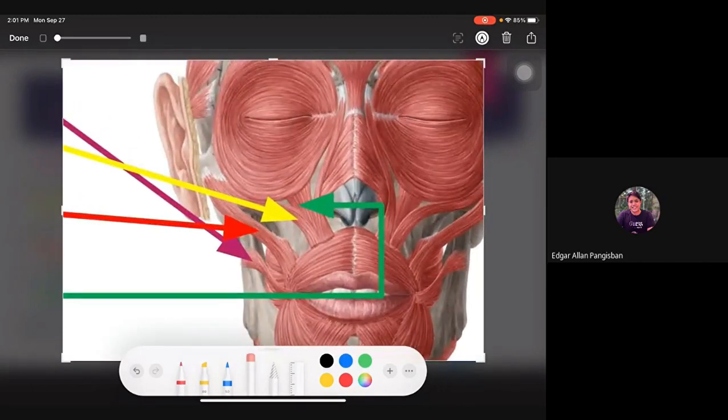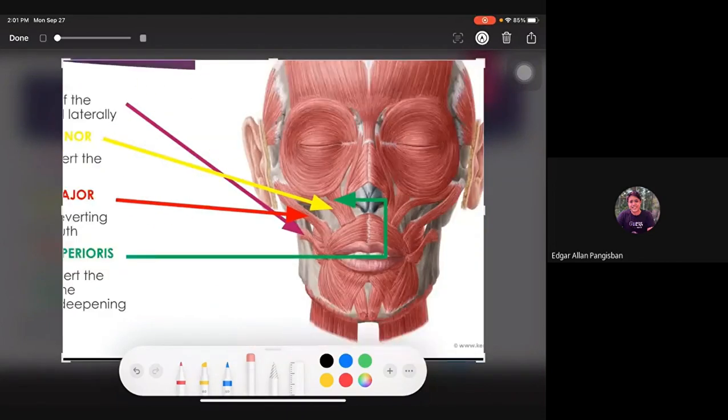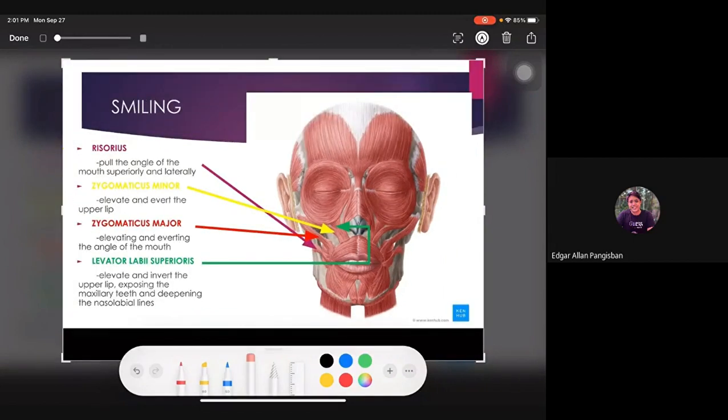So the yellow one is your zygomaticus minor. The red one is the zygomaticus major. Okay, ang action ng ating zygomaticus minor is to elevate and avert the upper lip.